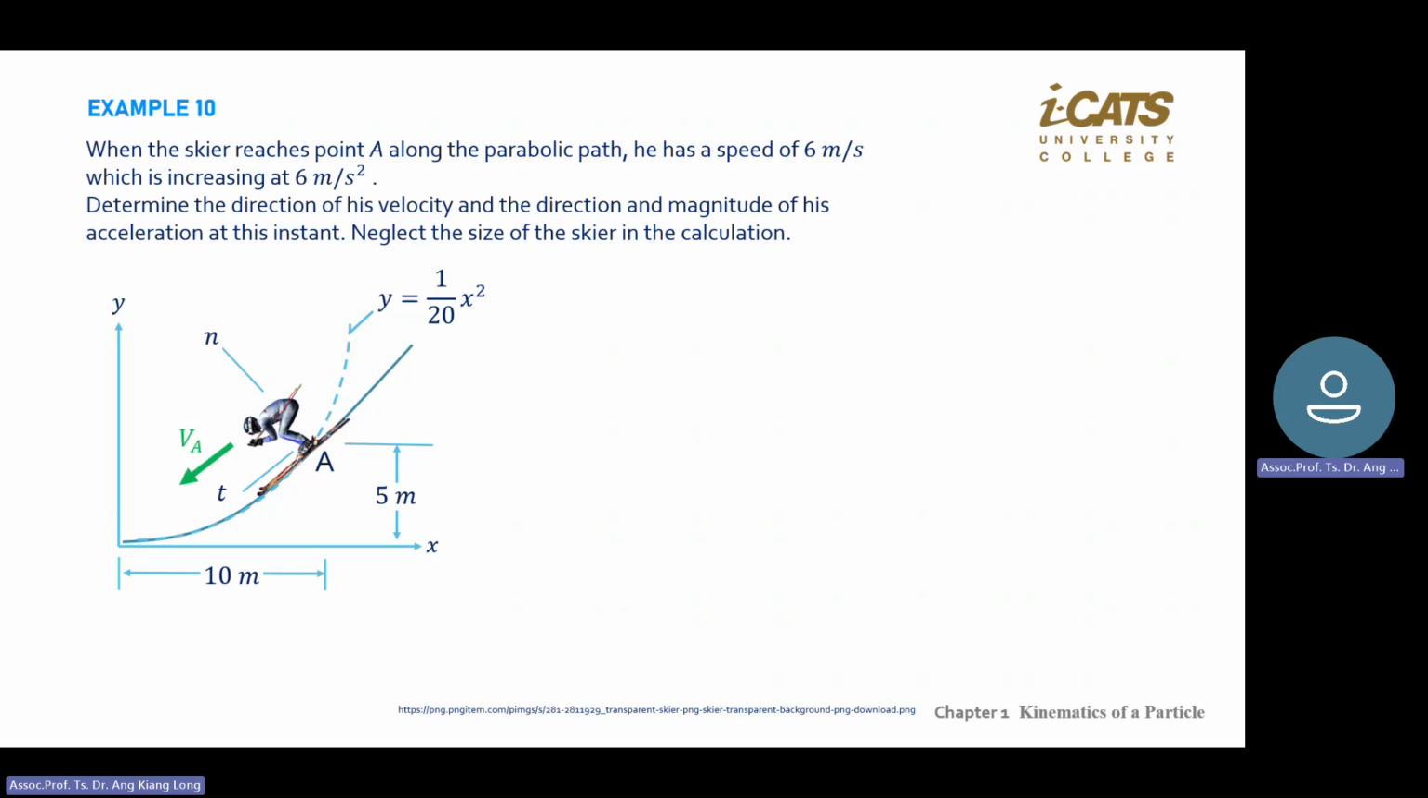Okay. Then put in the motion information with its velocity and acceleration. Now vA is given as 6 meters per second, with an angle from the horizontal plane.